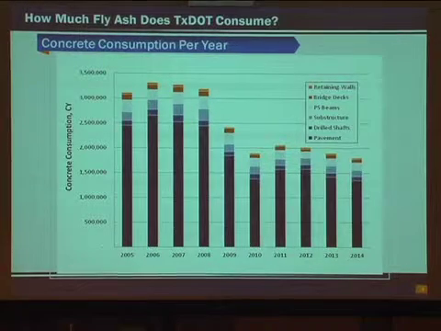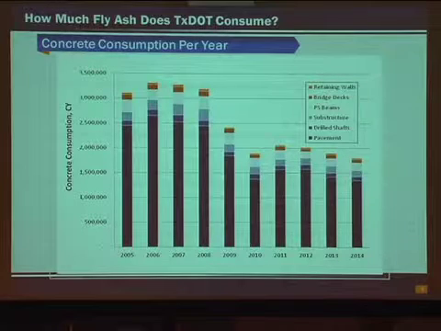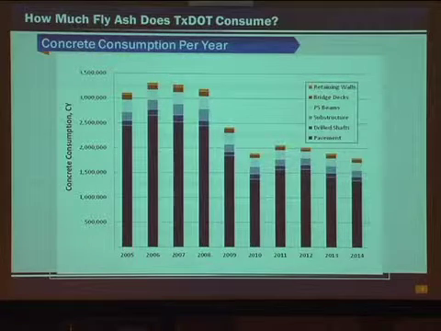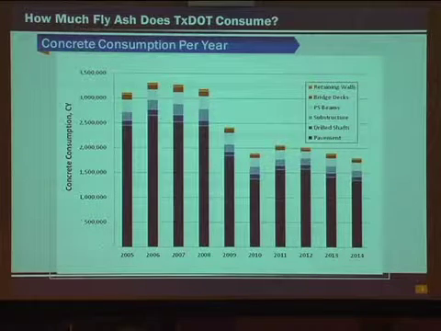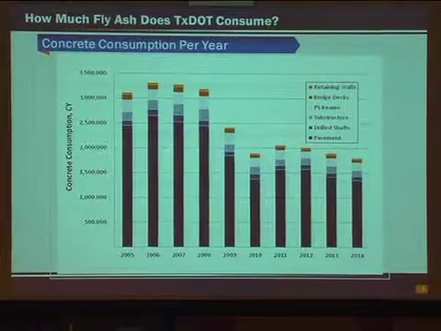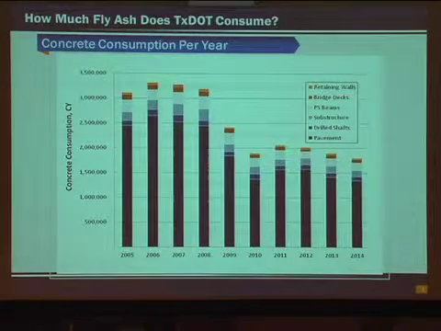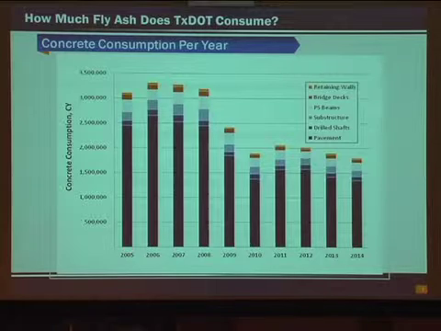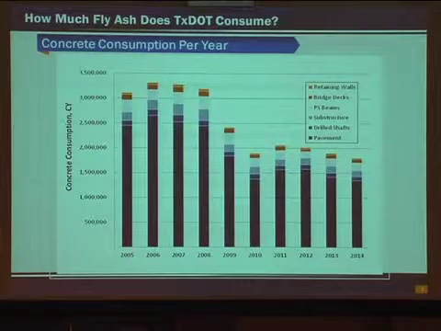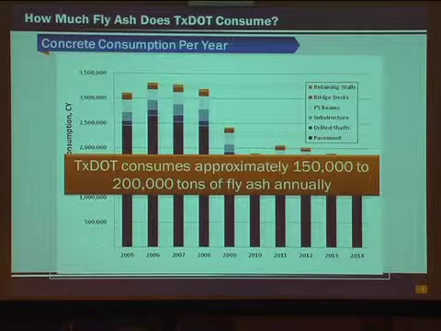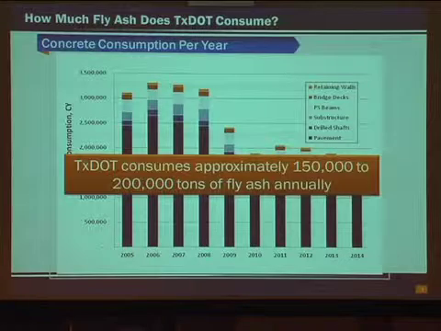It's kind of difficult to really answer this question because we don't track how much cement or how much fly ash we use. We track square yard, square foot, linear foot. So we have to convert it over to cubic yardage. Doing that and then making some fairly good assumptions of how much concrete has fly ash, how much fly ash is used, and things like that, I estimate around 150 to 200,000 tons of fly ash are used by TxDOT a year.